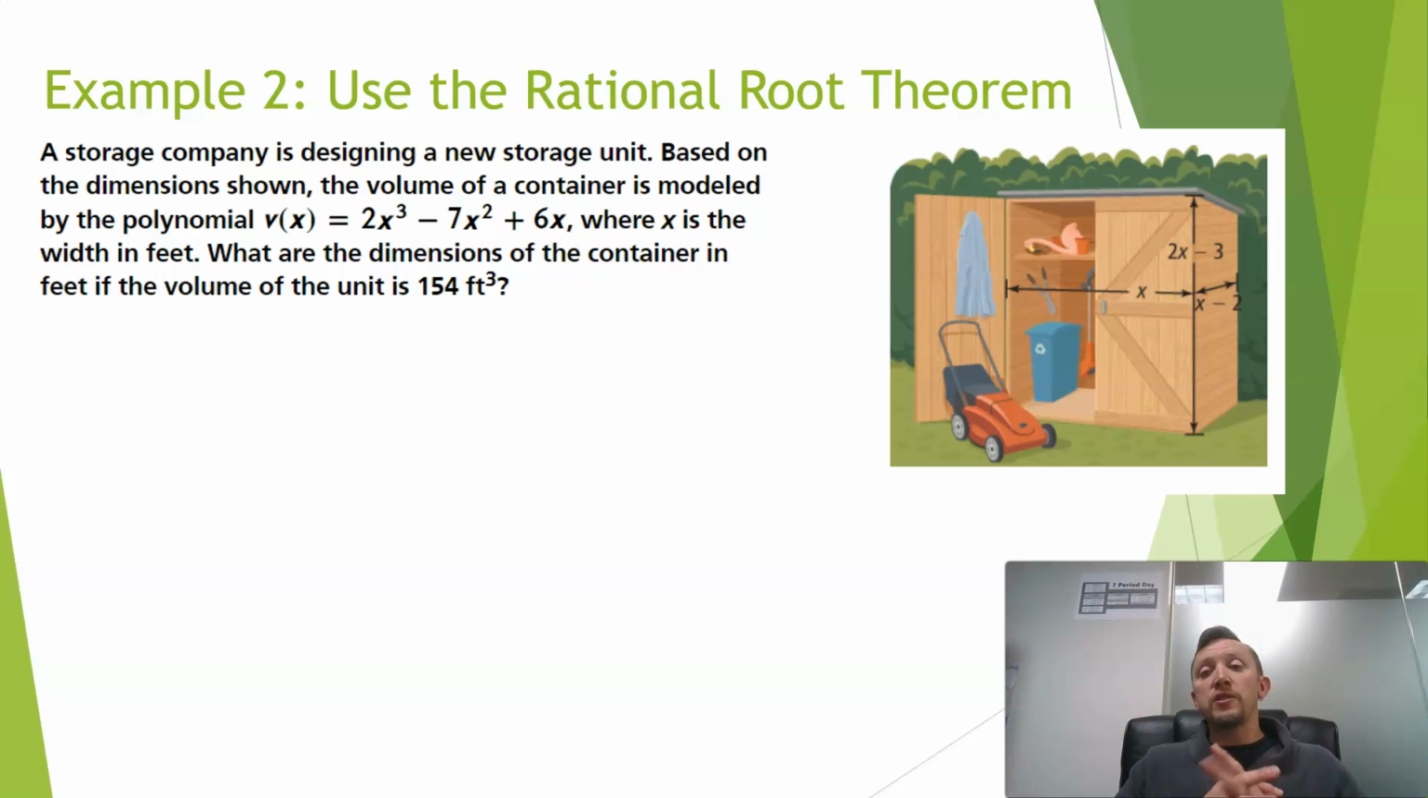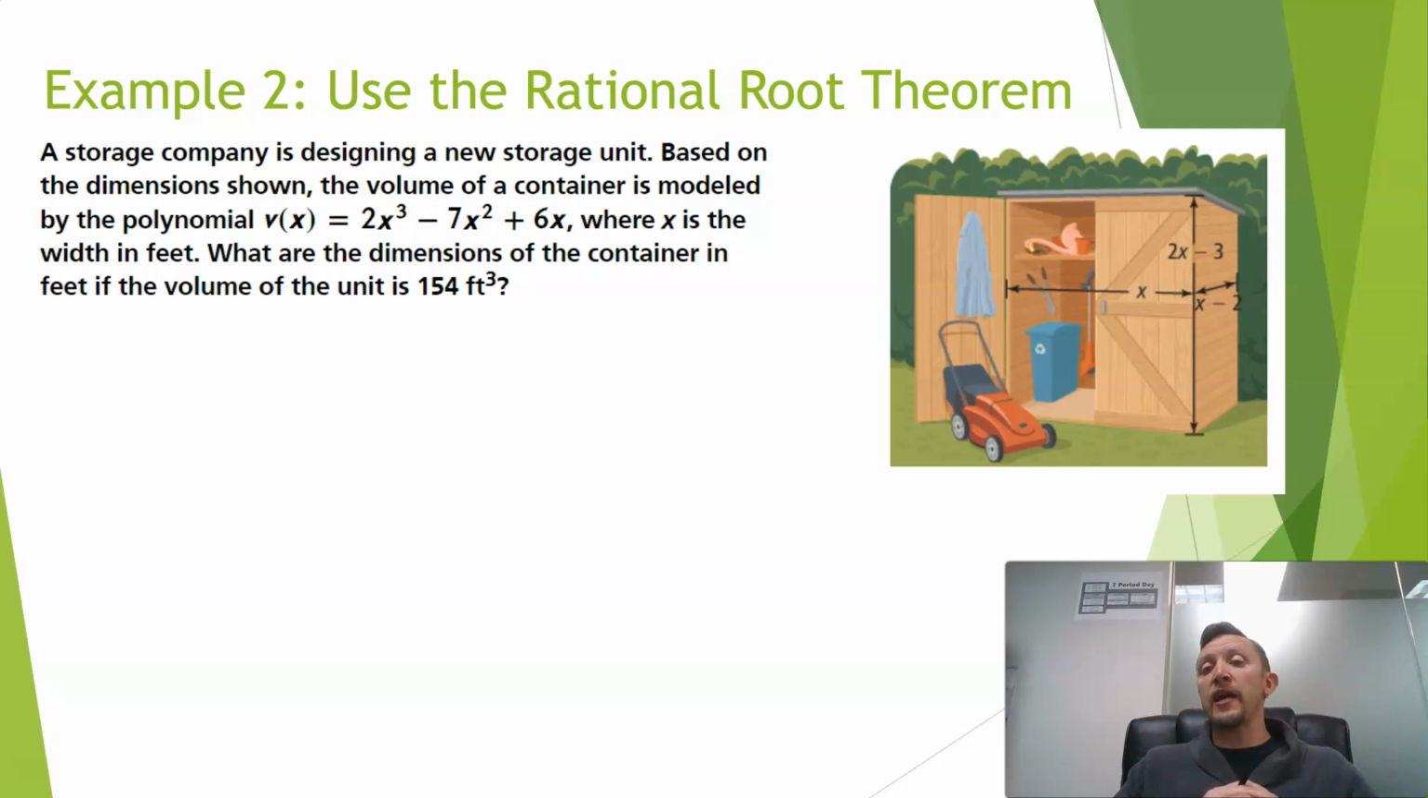So now we're going to use that to answer some story problems here. You're going to use this concept. So here it says, the storage company is designing a new storage unit. Based on the dimensions shown, the volume of a container is modeled by that polynomial 2x cubed minus 7x squared plus 6x, where x is the width in feet. What are the dimensions of the container in feet if the volume of the unit is 154 cubic feet?